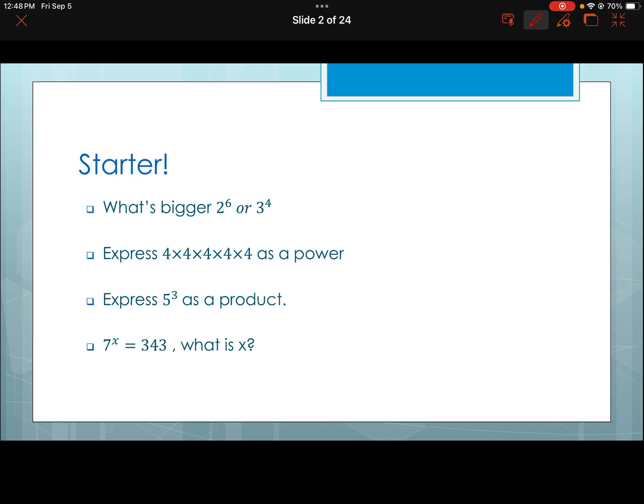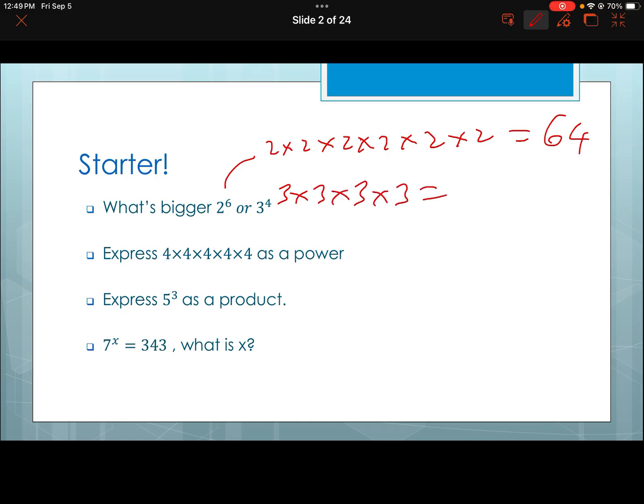Okay, so the question says, what's bigger, 2 to the power of 6? Just a quick reminder, this means 2 times 2 times 2, 6 times, right? It does not mean 2 times 6. It means 2 times 2 times 2 times 2 times 2 times 2, which is quite literally 2, 4, 8, 16, 32, 64, right? And then 3 to the 4, same idea. It's 3 times 3 times 3 times 3, which is 9, 81.